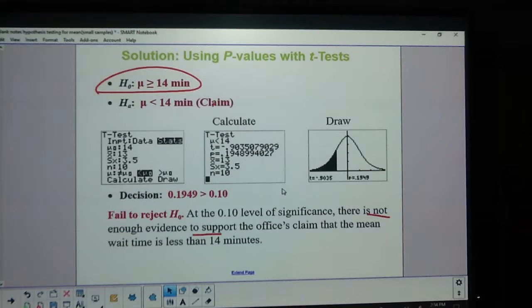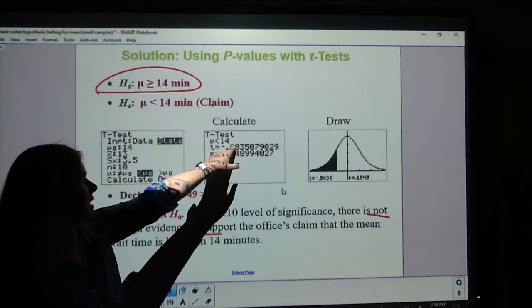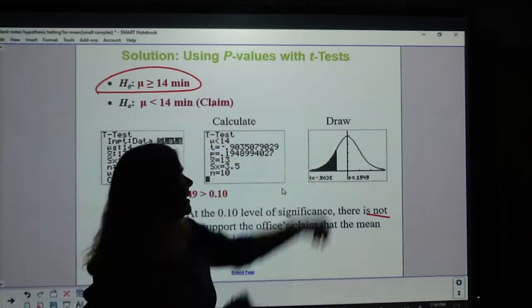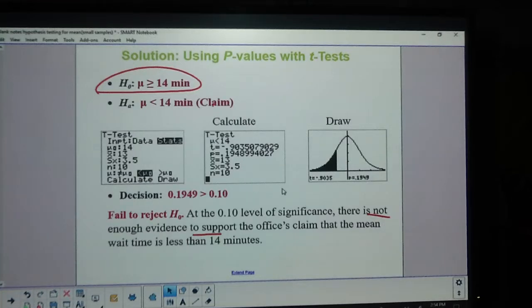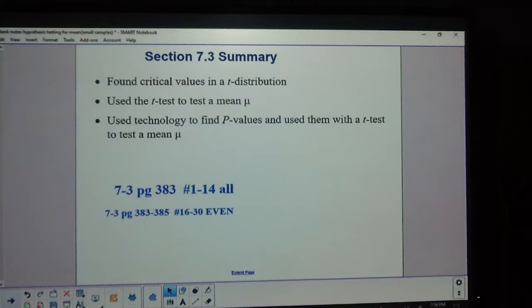So that's using technology. You could also check your t values. You could do an inverse t, not inverse norm. Inverse t of your alpha, the 0.1 with your degrees of freedom, and figure out what the value is, and then compare it and see if you're in the alpha tail. If you're in the alpha tail, you would reject. If you're in the body, you'd fail to reject. And it'll be in the body. And that is, I think, all of them.